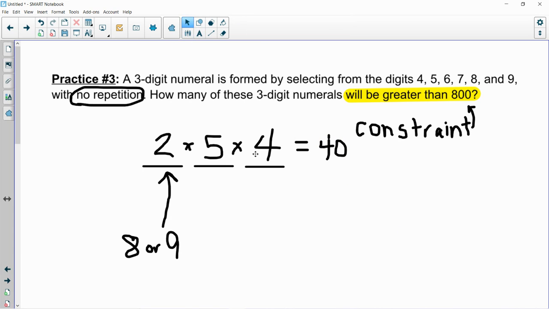So when you have a constraint, you always want to make the constraint the first digit that you deal with. Okay, it won't always be in the hundreds. Maybe it's in the tens. Maybe it's in the ones. Maybe it's in the hundreds of thousands. We don't know. Depends on the question.